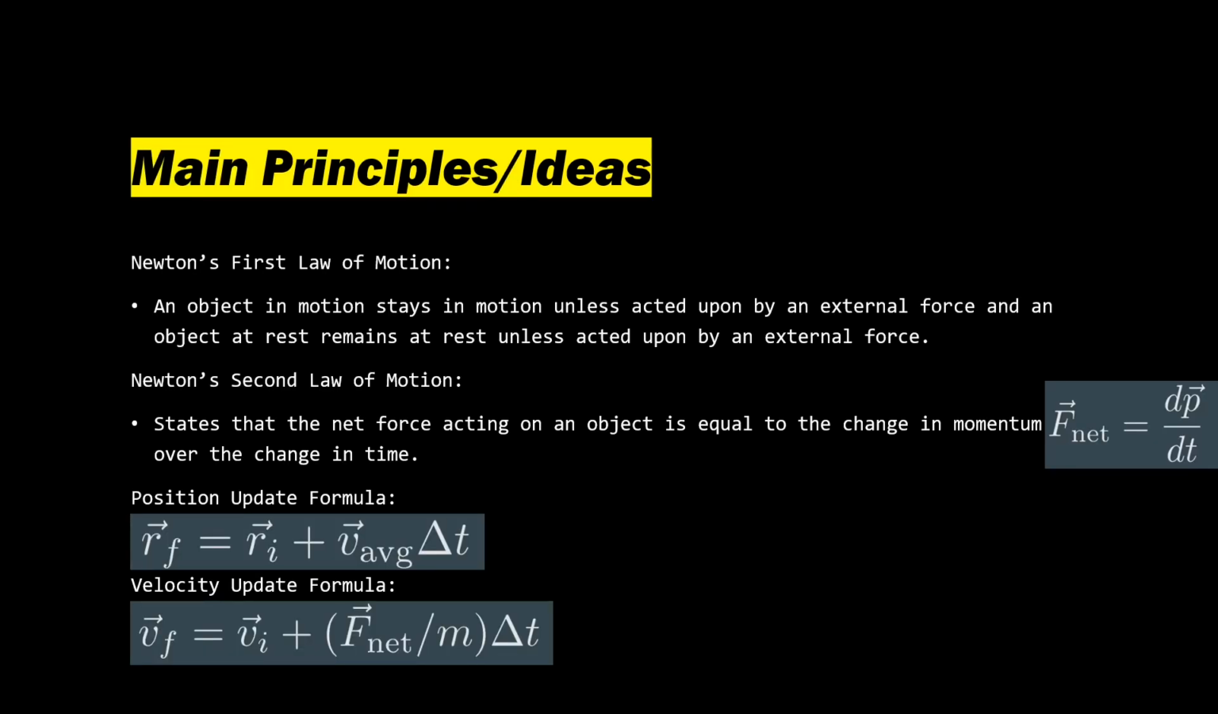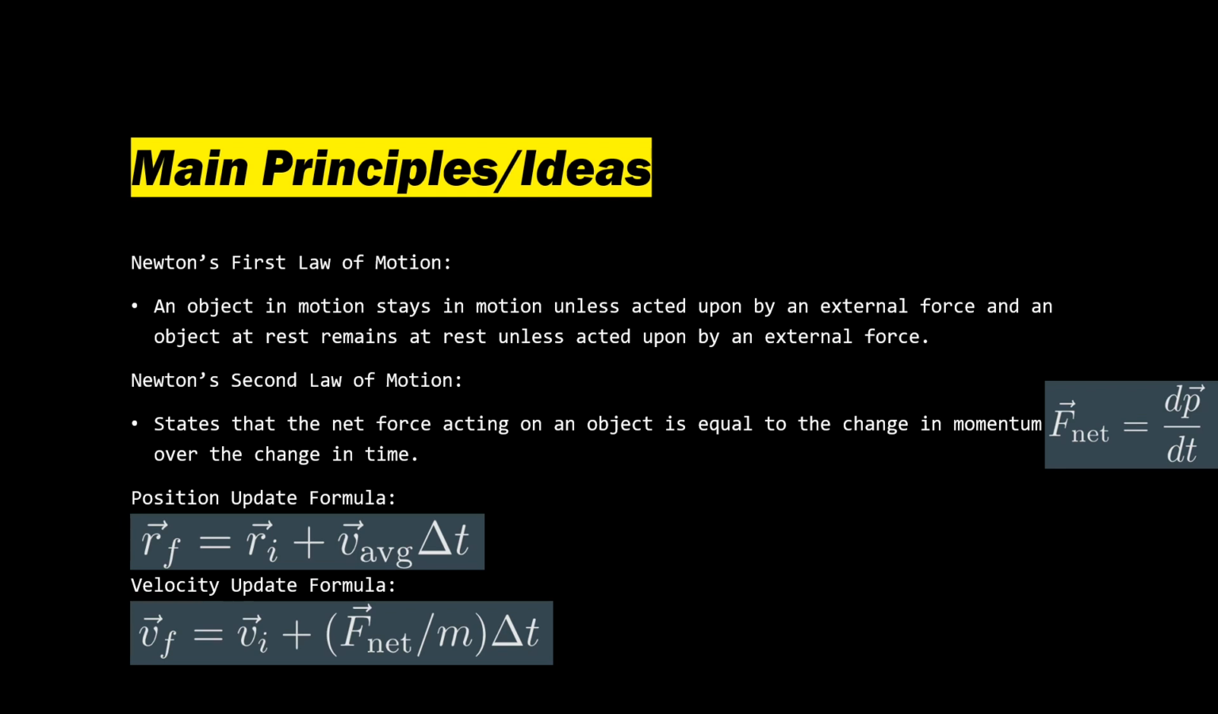So some main principles and ideas we'll be using in this lab. Newton's first law of motion states that an object in motion stays in motion unless acted upon by an external force, and an object at rest remains at rest unless acted upon by an external force. We see this every day in our interactions with objects in the world. And this is especially important because when there's a net force of 0, we will have a constant velocity, so therefore the object will neither speed up nor slow down.